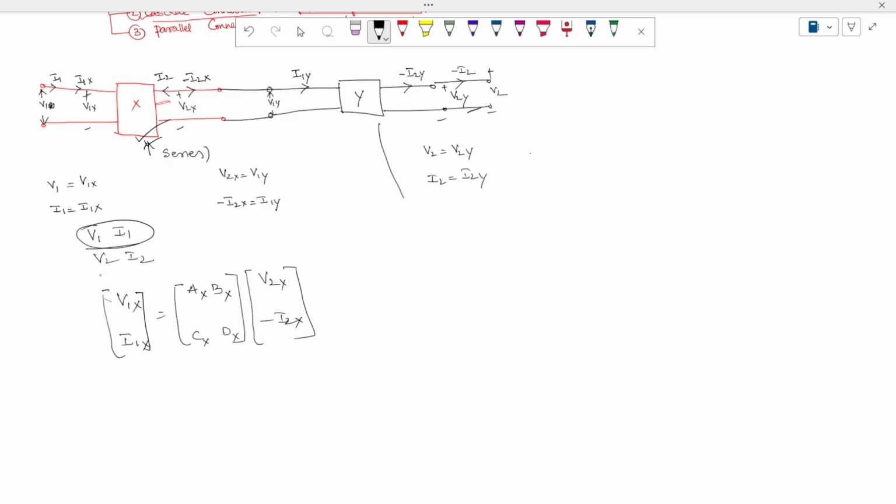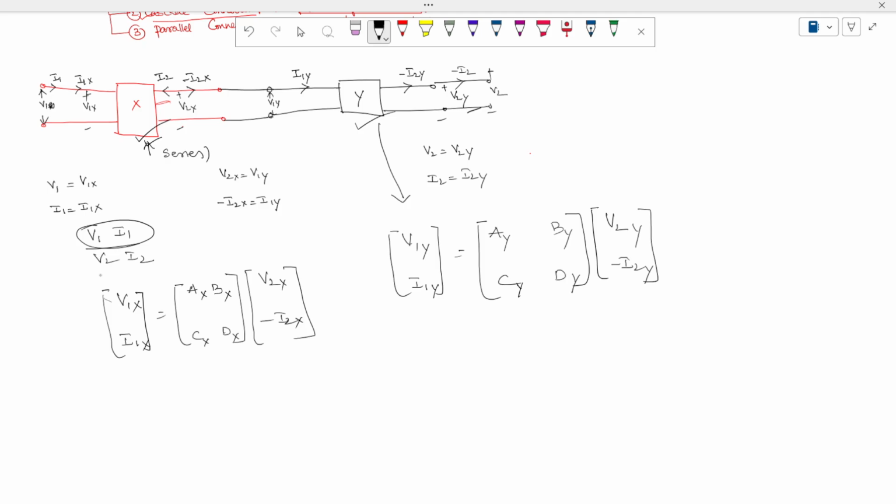And similarly for this Y matrix I am going to write down V1Y, I1Y is equal to A, B, C, D multiplied with V2Y and minus I2Y, and we are writing this with respect to Y. So AY, BY, CY, DY. Okay, so here let us take this expression.